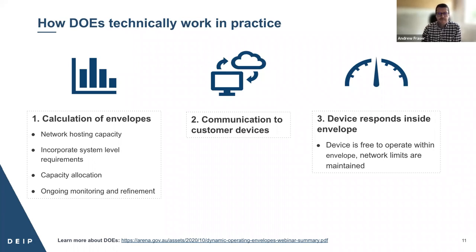So hopefully you're familiar with the CSIP-AUS now that it has been released in its first version. That's an adoption of IEEE 2030.5, with the addition of CSIP-AUS, a common smart inverter profile for Australia, which adds the DOE capability on top of that standard. A lot of the work that DEIP have done has supported that, as well as a lot of the other projects that are working in this space at the moment.